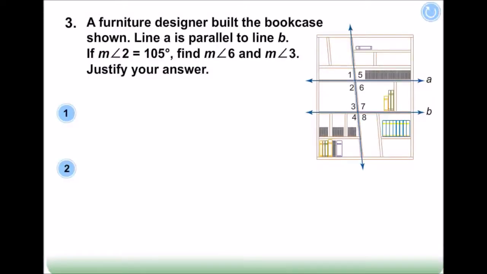Okay, let's refer to example 3 on the bottom of page 373. A furniture designer built the bookcase as shown. Line A is parallel to line B. If the measure of angle 2 is 105 degrees, try to find the measure of angle 6 and the measure of angle 3. While figuring this out, justify in your head how you know it. I'll give you a second to try this.